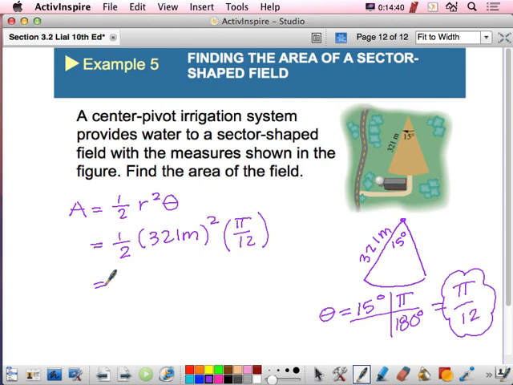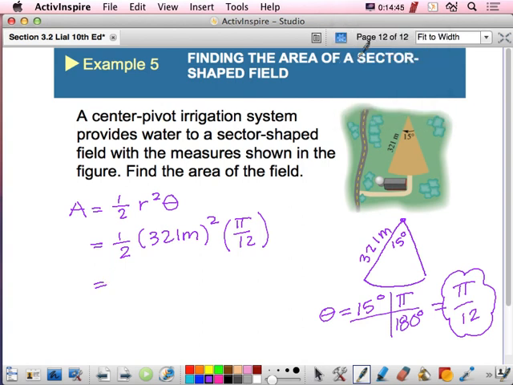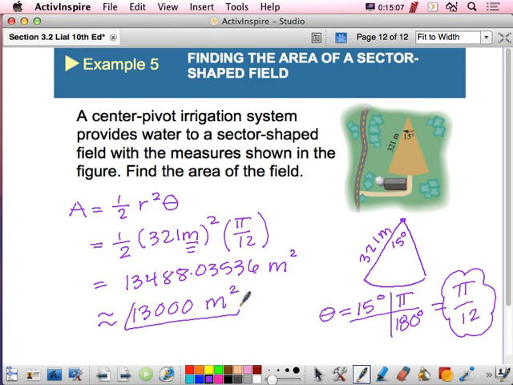And we'll pause again so we can get a computation. Okay, so when I typed all of that in, I got 13,488.03536 square meters. It's area, so the meters is going to be squared there. And then if I round it to 2 significant digits, that's approximately 13,000 square meters. Yes? All right. Any questions or you're good? Good. Okay, great.